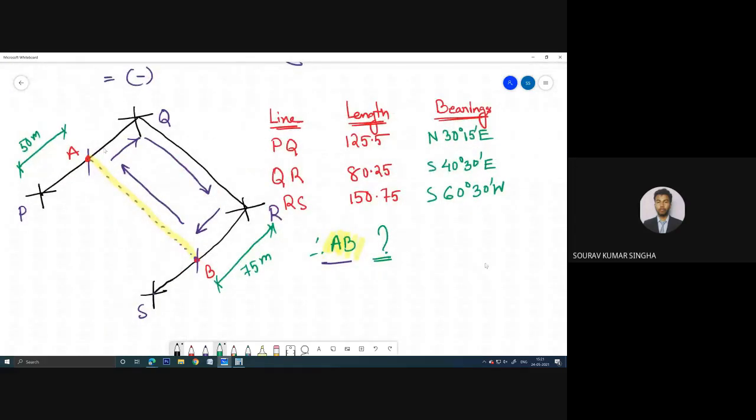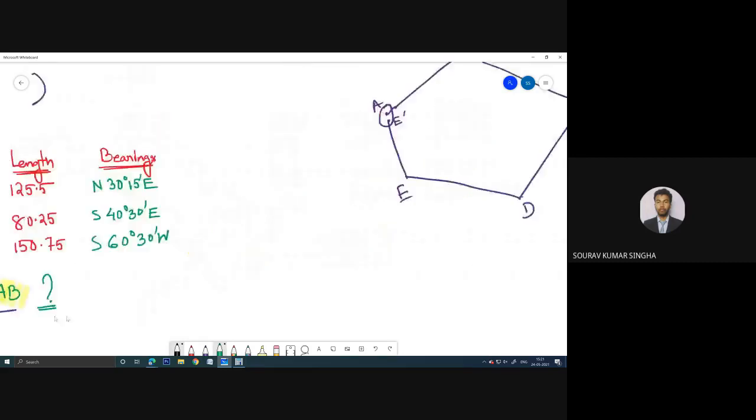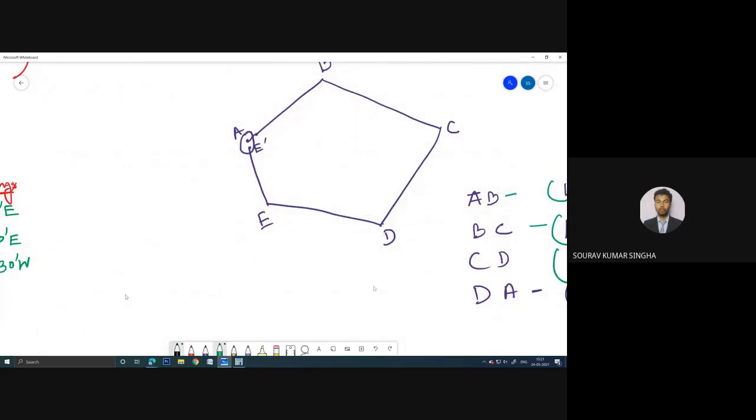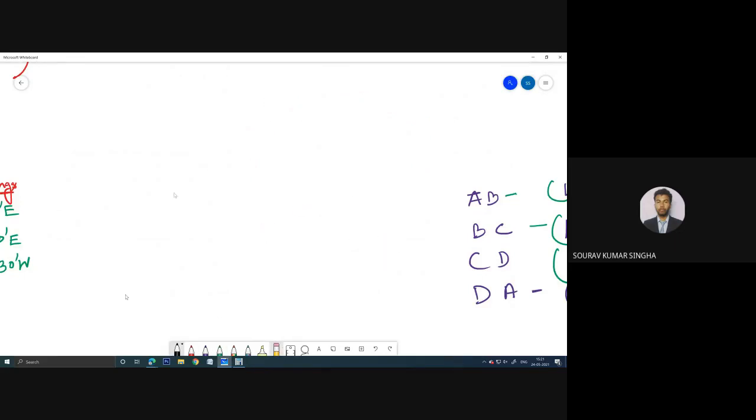Suppose I am considering this traverse AQ. The bearing of AQ is given or not? AQ is not given, only PQ is given. Now you tell me, if there is any line, let me show you. Suppose you have this line, now you have this bearing. Tell me, if you take any point on this line, will all the bearings be the same or different?